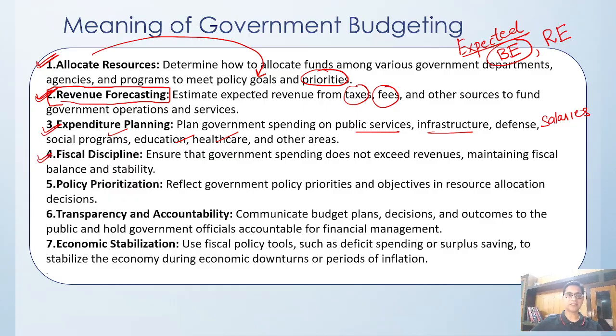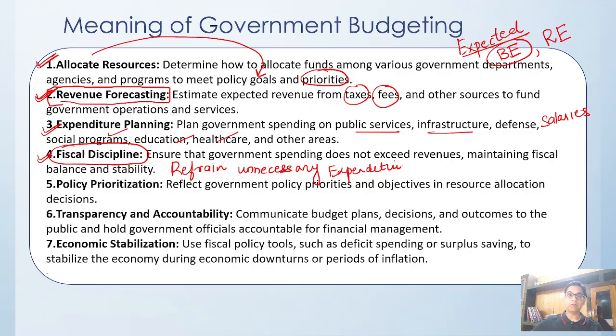Then fiscal discipline. Fiscal discipline means it is not that you spend whatever you want. It is not that you don't have the resources and you spend unnecessarily, without control in your hands. So government has to maintain this fiscal discipline. That means government has to refrain from any unnecessary expenditure, right?